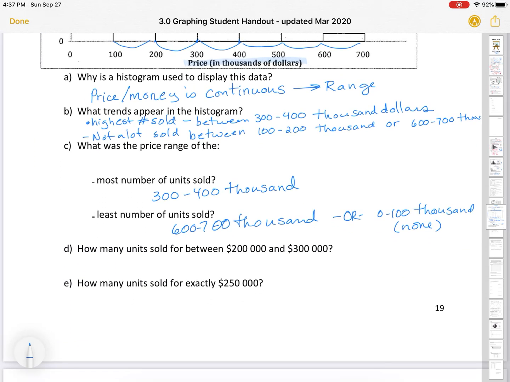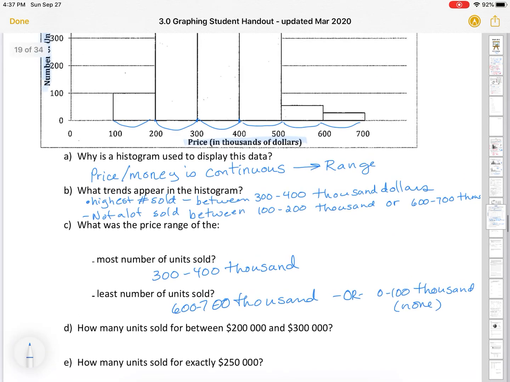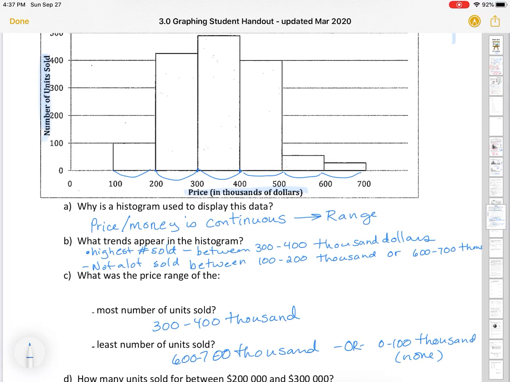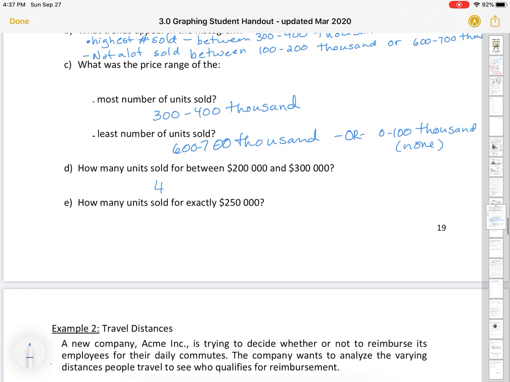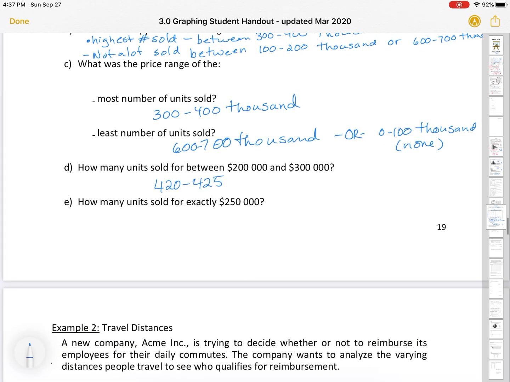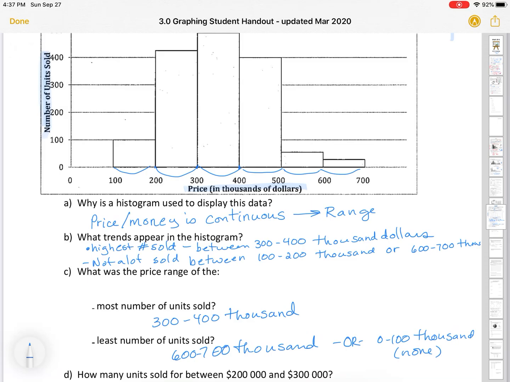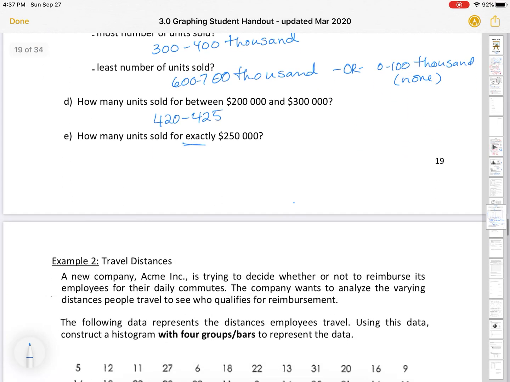How many units sold for between 200,000 and 300,000? Well, if we look at our graph, 200 to 300, it's about what? Would we say about 420 to 425? And how many sold for exactly 250,000? Can we tell that? No. Some of you may be saying, oh, just take the middle there, miss. But that's not right. We want to know exactly. A histogram won't tell you exactly. We do not have the information.